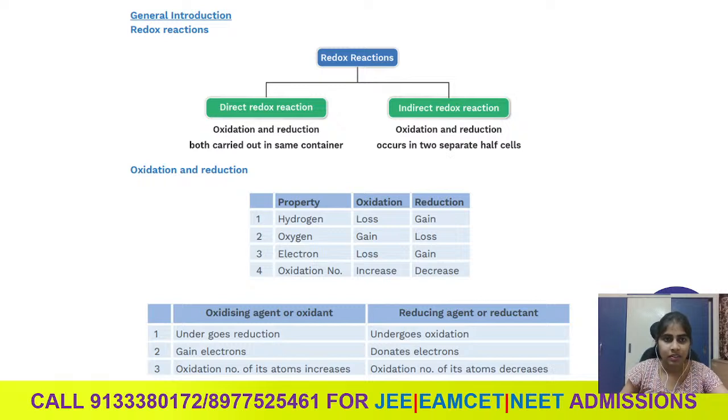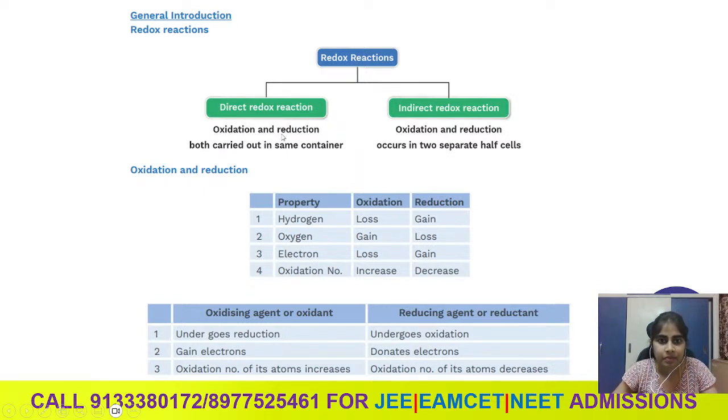So, let us see. This is a one-shot video regarding electrochemistry. Let us see all the topics of electrochemistry here. In the general introduction, we have redox reactions. Let us see what is meant by redox reaction. In this we have a direct type of redox reaction and an indirect type of redox reaction. You can see on the screen.